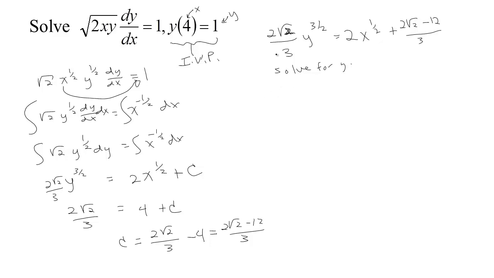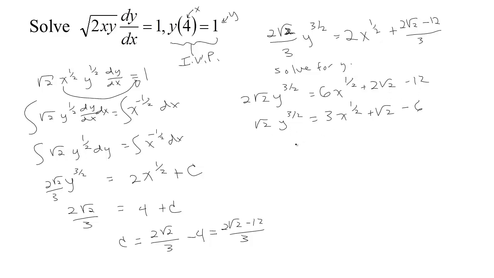First thing I want to do is probably get rid of this 3 by multiplying through by 3. I get 2 root 2 y to the 3/2 equals 2 times 3 would be 6x to the 1/2. And you multiply that by 3, you'll get your 2 root 2 minus 12. Next thing I could do would be to divide by 2. So we get root 2 y to the 3/2 equals 6 divided by 2 is 3x to the 1/2. 2 root 2 divided by 2 would be root 2, and negative 12 divided by 2 would be negative 6.